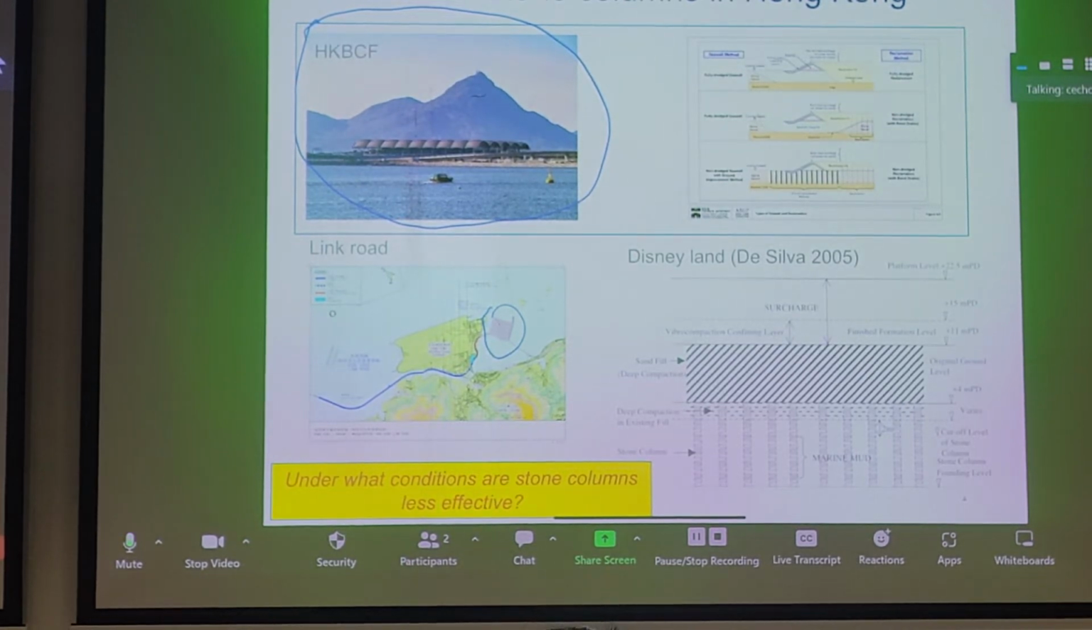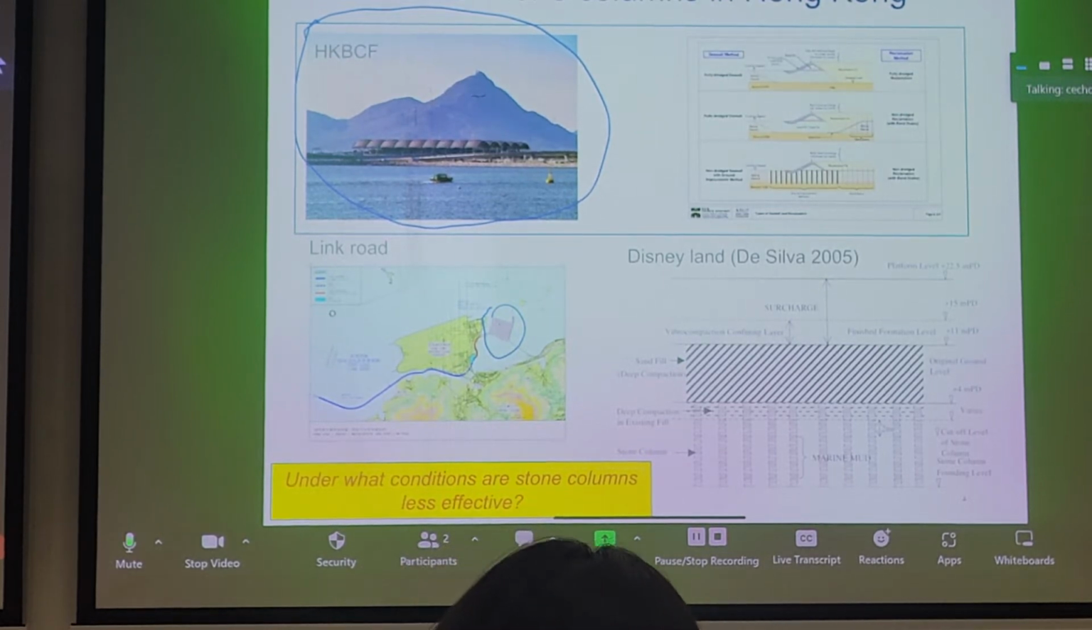And various parts, I understand that various parts of the seawall, it may be wrong, but were supported by stone columns as well for this Hong Kong boundary crossing facility. And then there was also a link road that was supported by stone columns, and I think some of these stone columns may not have worked the way they were expected to. That's perhaps something you can find in the newspapers. Now, back to the topic at hand, particularly deep replacement.